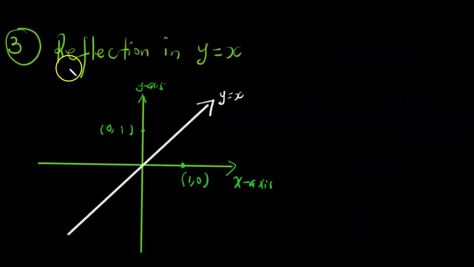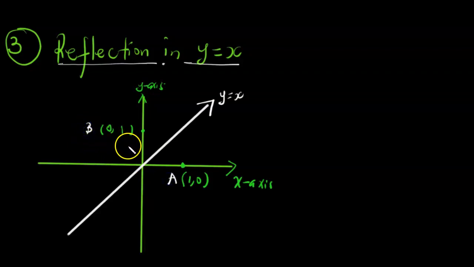Let us look at a reflection in the line y equals x. How do you get this matrix? It's going to be the same process. We look at 2 points. Let me call this one A, and I call this one B. It doesn't matter what you call them.